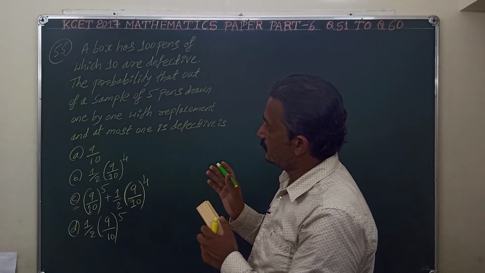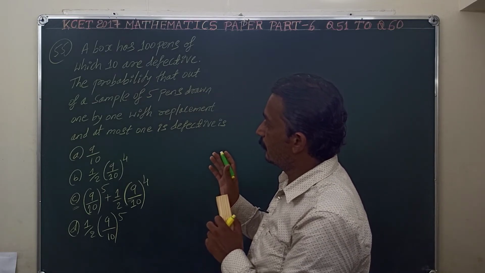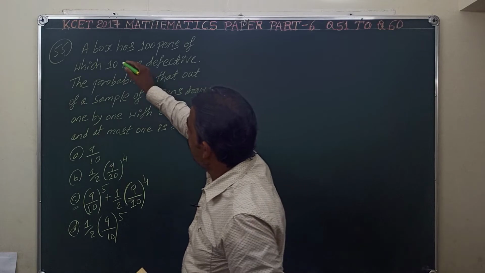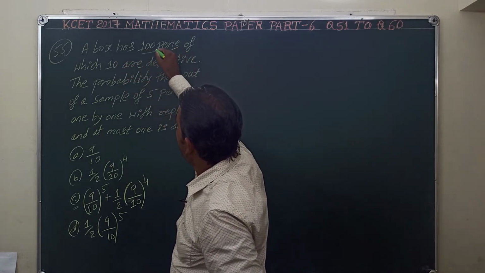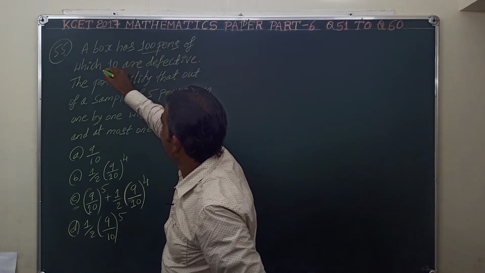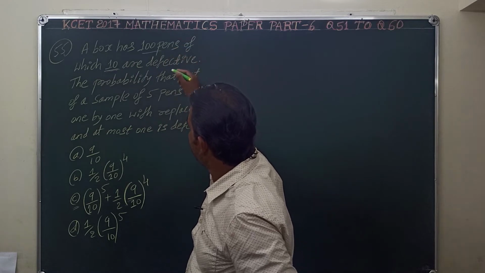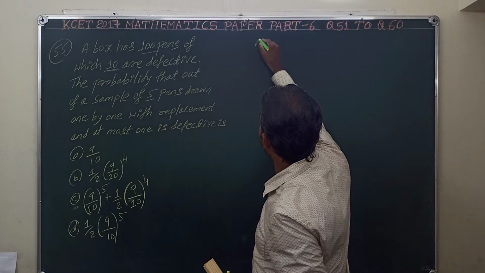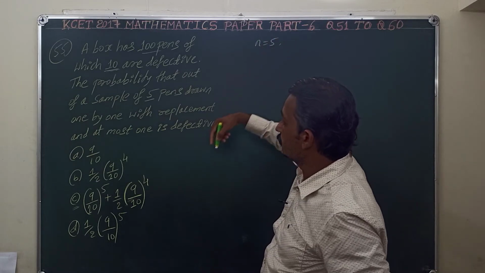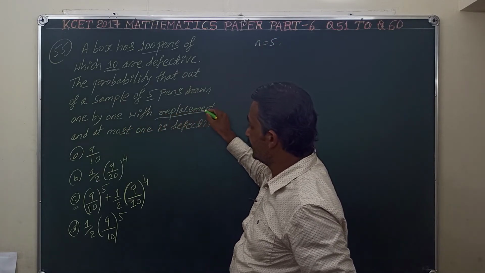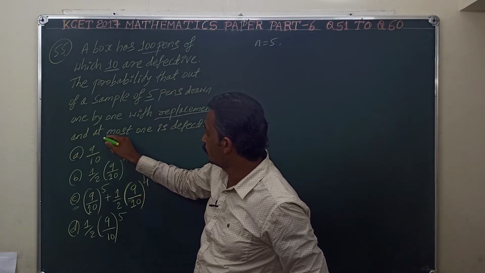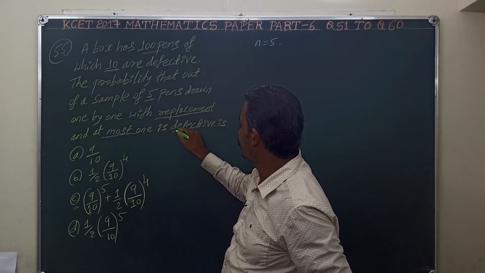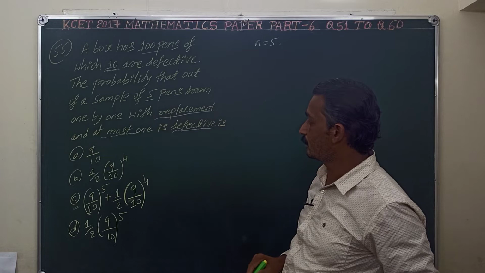Let us see the question. This question is particularly based on the topic of Bernoulli trials. A box has 100 pens, of which 10 are defective. Very important. The probability that, out of a sample of 5 pens, nothing but the number of trials is equal to 5, drawn one by one with replacement, independent, at most one is defective. We have to find the probability that at most one is defective.